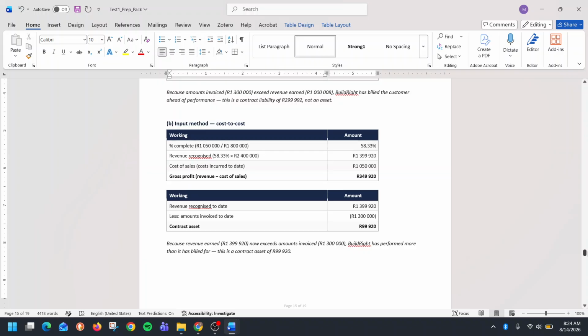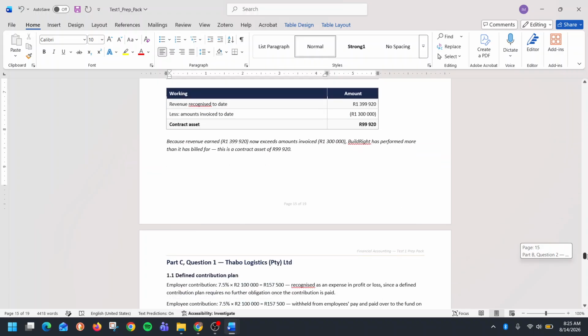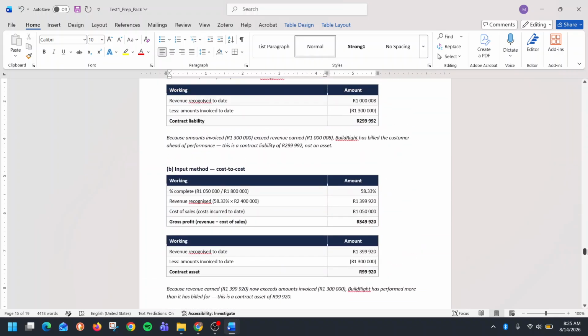So the difference is that in the other one we are focusing on the time that has elapsed in the project, whereas in this one we are focusing on the amount of money that we have actually put into the project. And if you are using this method, you will realize that the recognized revenue is greater than the amount invoiced to date. That is why we have a what? A contract asset. That is why we have a contract asset.